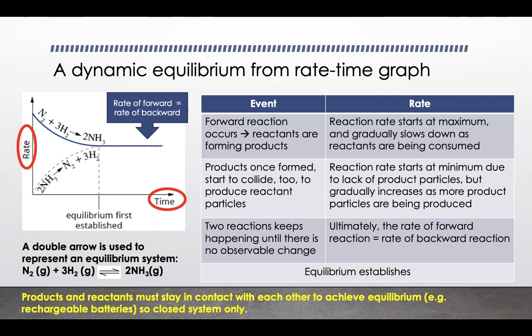Therefore, an equilibrium can only be achieved, or a reversible reaction can only happen, in a closed system, because the products cannot leave the reaction system. One example is rechargeable batteries. One of the criteria for a rechargeable battery is that the products of discharging must stay in contact with the electrodes so that the backward reaction can be initiated.